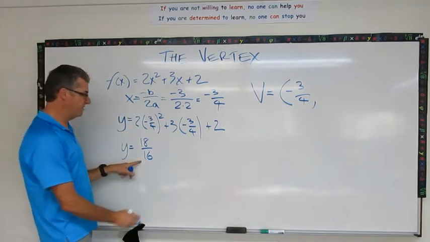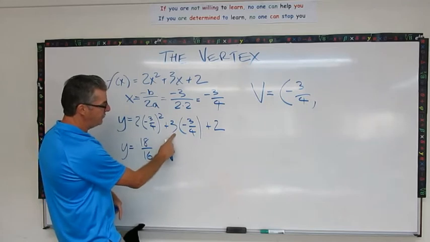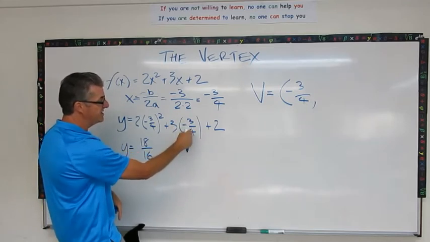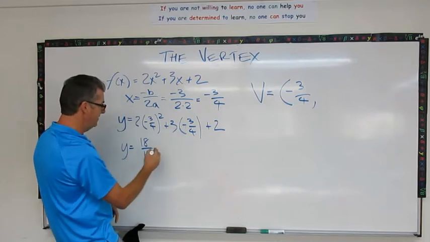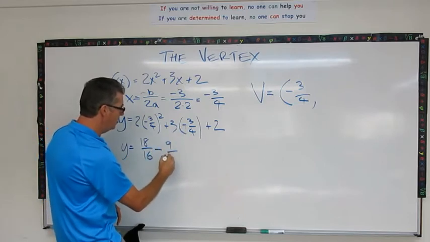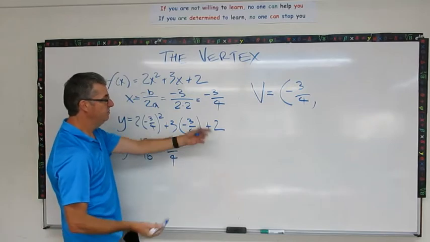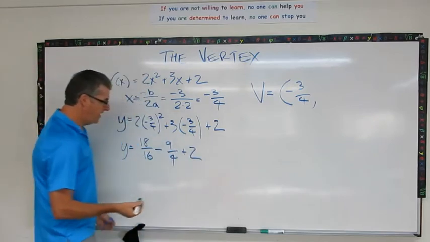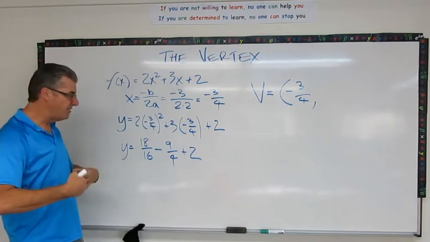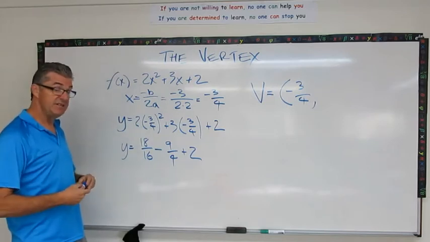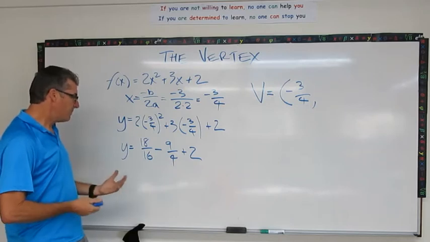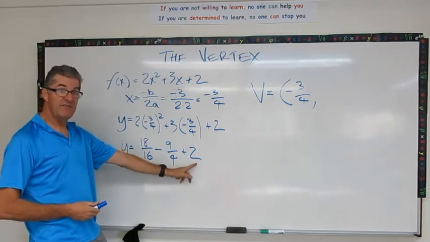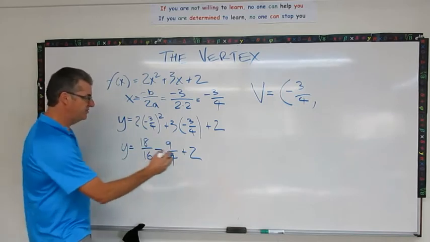Now I've got 3 times negative 3/4. So that's going to be 3 times 3. It's going to be 9/4, but it's going to be negative. So minus 9/4. And 2 is just 2. So I'm going to bring that down. Now I have 3 constants. I need to add them all together. So I need a common denominator. I think I'm going to reduce that to eighths, increase that to eighths, and write that as eighths. So let's just do that.